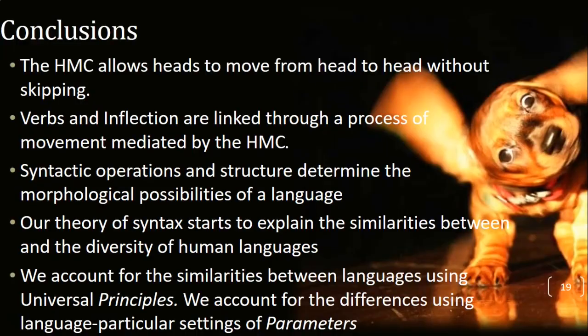To conclude, the head movement constraint allows heads to move from head to head without skipping any intermediate heads. Verbs and inflection are linked through a process of movement mediated by the head movement constraint. Our theory of syntax is starting to explain the similarities between and the diversity of human languages. We account for the similarities between languages using universal principles, while we account for the differences between languages using language-specific settings of parameters.